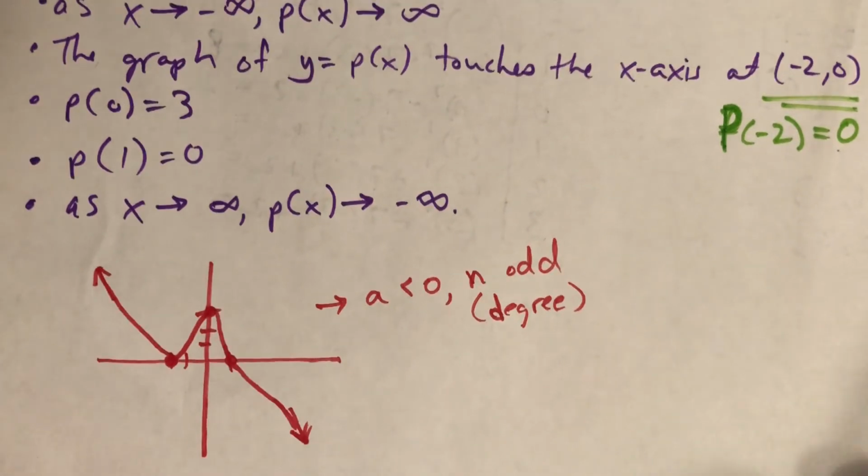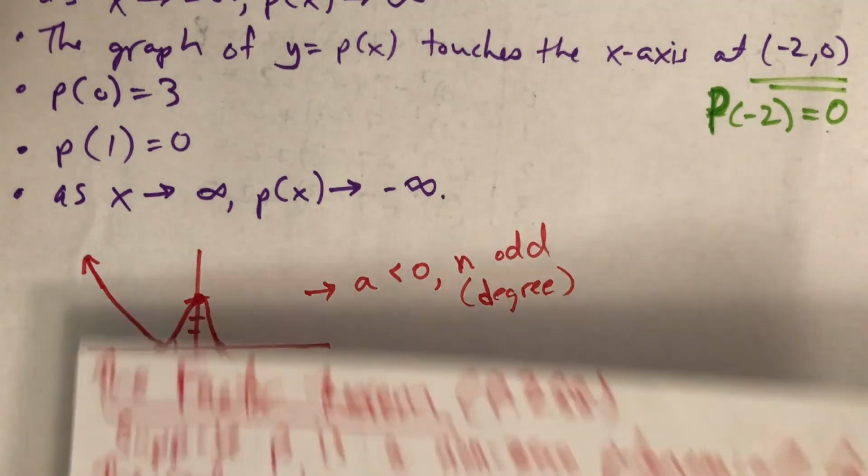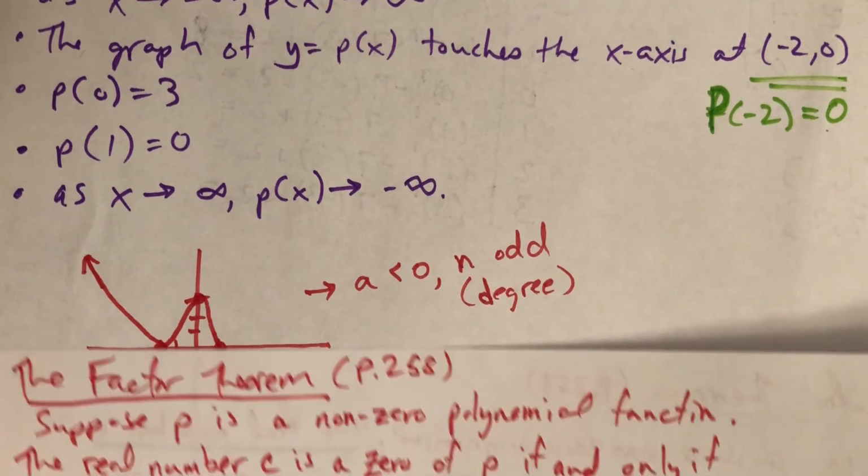All right, so let's start constructing this thing. But first, let's take a look at the factor theorem. The factor theorem is on page 258 of your textbook.